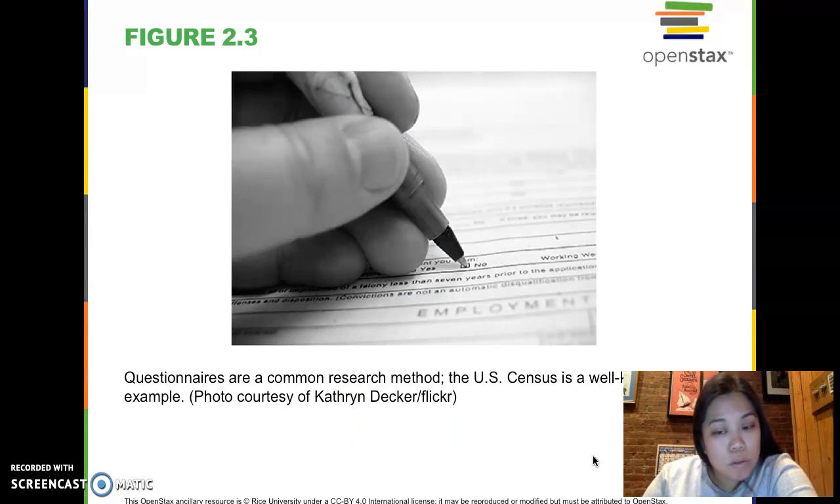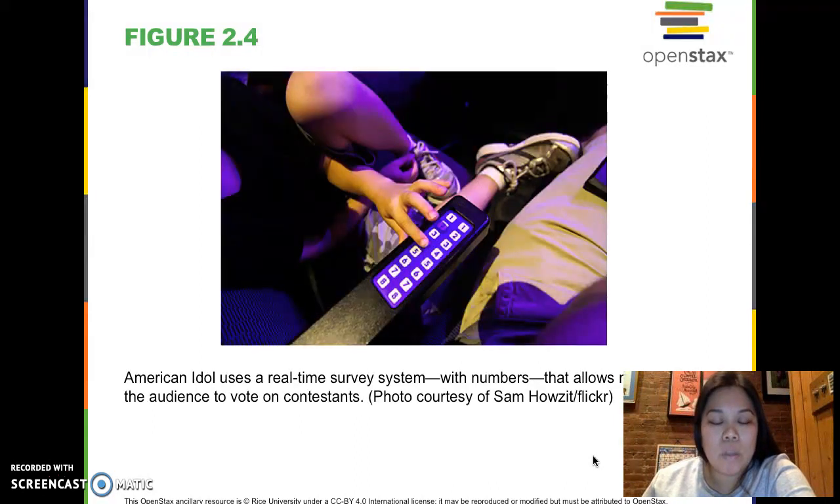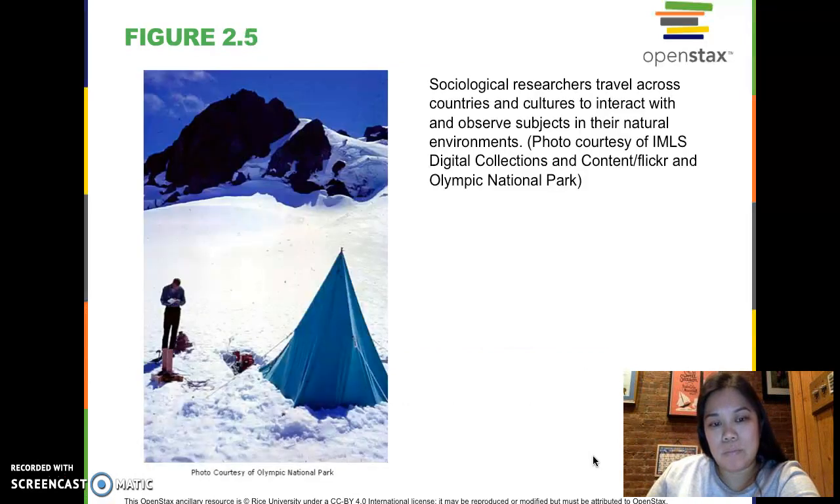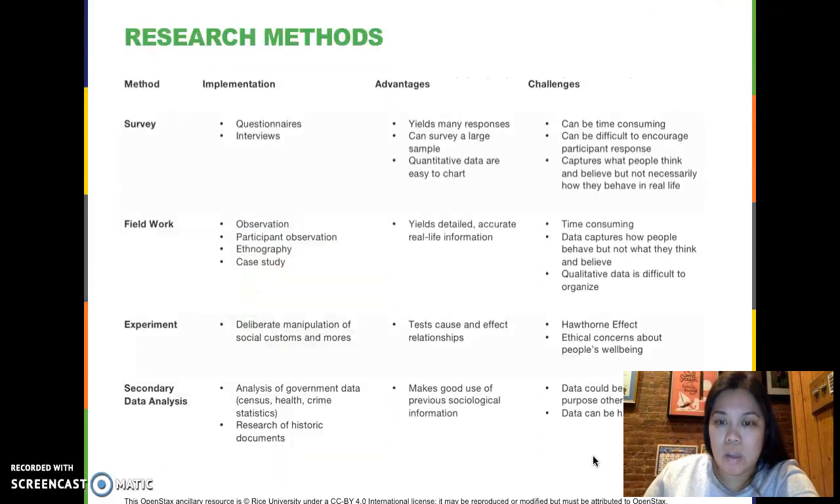Questionnaires are a common research method, and the U.S. Census is a well-known example. Another example of a research method is surveys, like those used in American Idol, which allow many people in the audience to vote on contestants. And now, as on America's Got Talent, as some of you may know, you can even text your votes. Sociological researchers travel all over to interact with their subjects. So this is really about participant observation and ethnography.